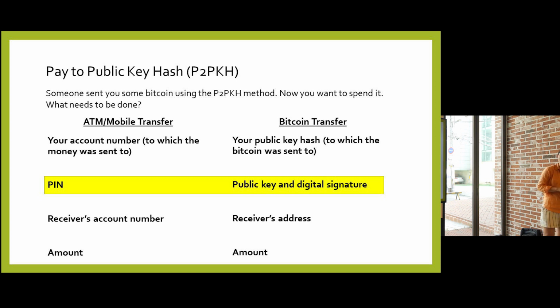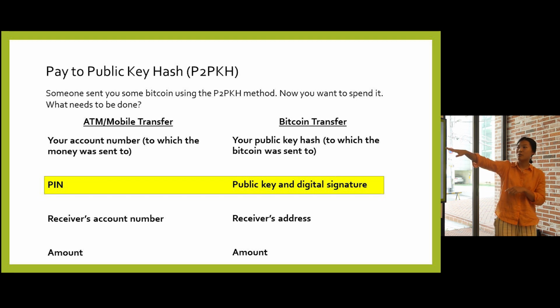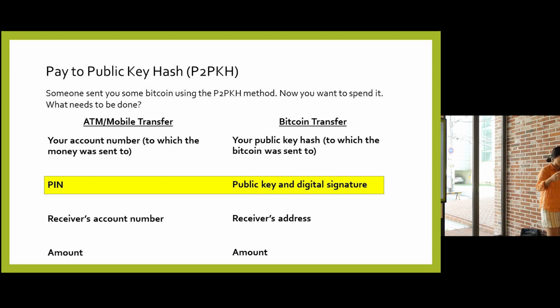So the first one, pay to public key hash. Here's the premise. Someone sent you some Bitcoin using the P2PKH or pay to public key hash method. And now you want to spend it. How can you do this? What is actually done? I'm going to compare this to when you go to an ATM or try to transfer money through your mobile app. I'm not sure which one you're more familiar with because these days I don't think a lot of people actually use the ATM. So I put both. Both will work.